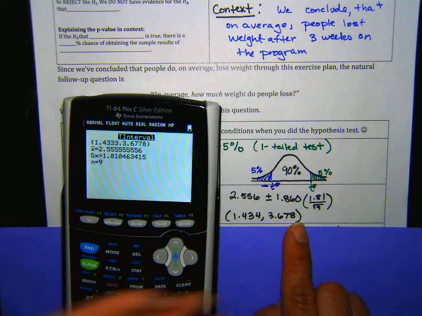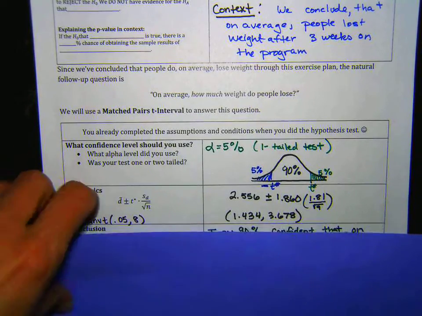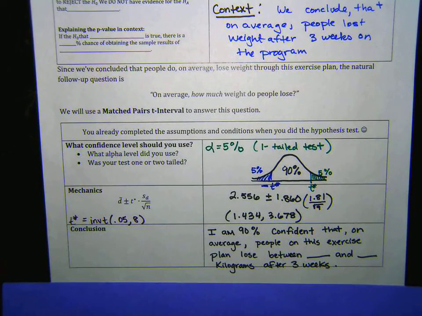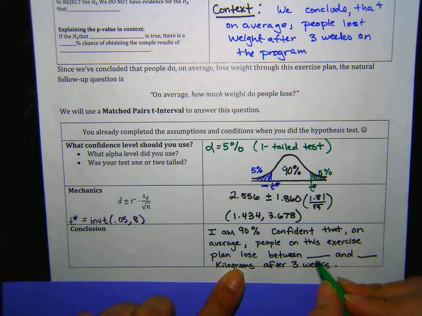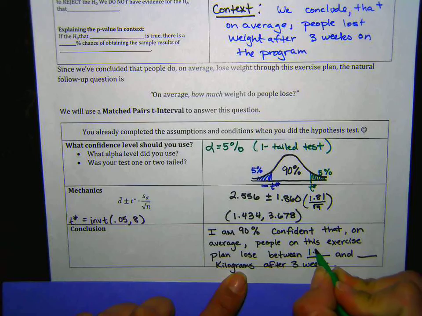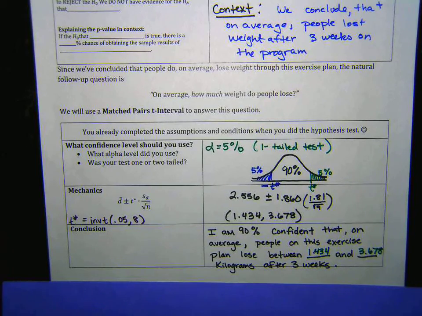So what does this mean? Let's go to context. We are 90% confident that on average, people on this exercise plan lose between 1.434 to 3.678 kilograms after 3 weeks.